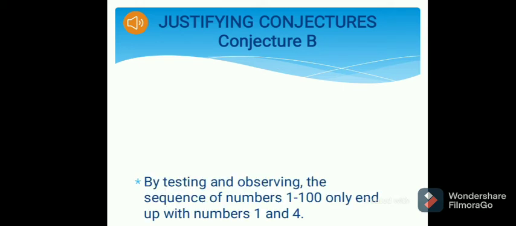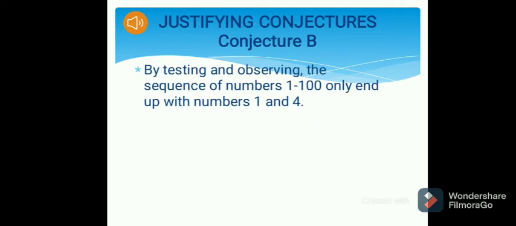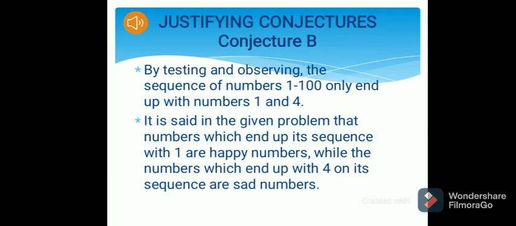Justifying the conjecture B, by testing and observing the sequence of numbers 1 to 100, they only end up with numbers 1 and 4. It was stated in the given investigation that numbers which end up its sequence with 1 are happy numbers, while the numbers which end up with 4 in its sequence are all sad numbers.